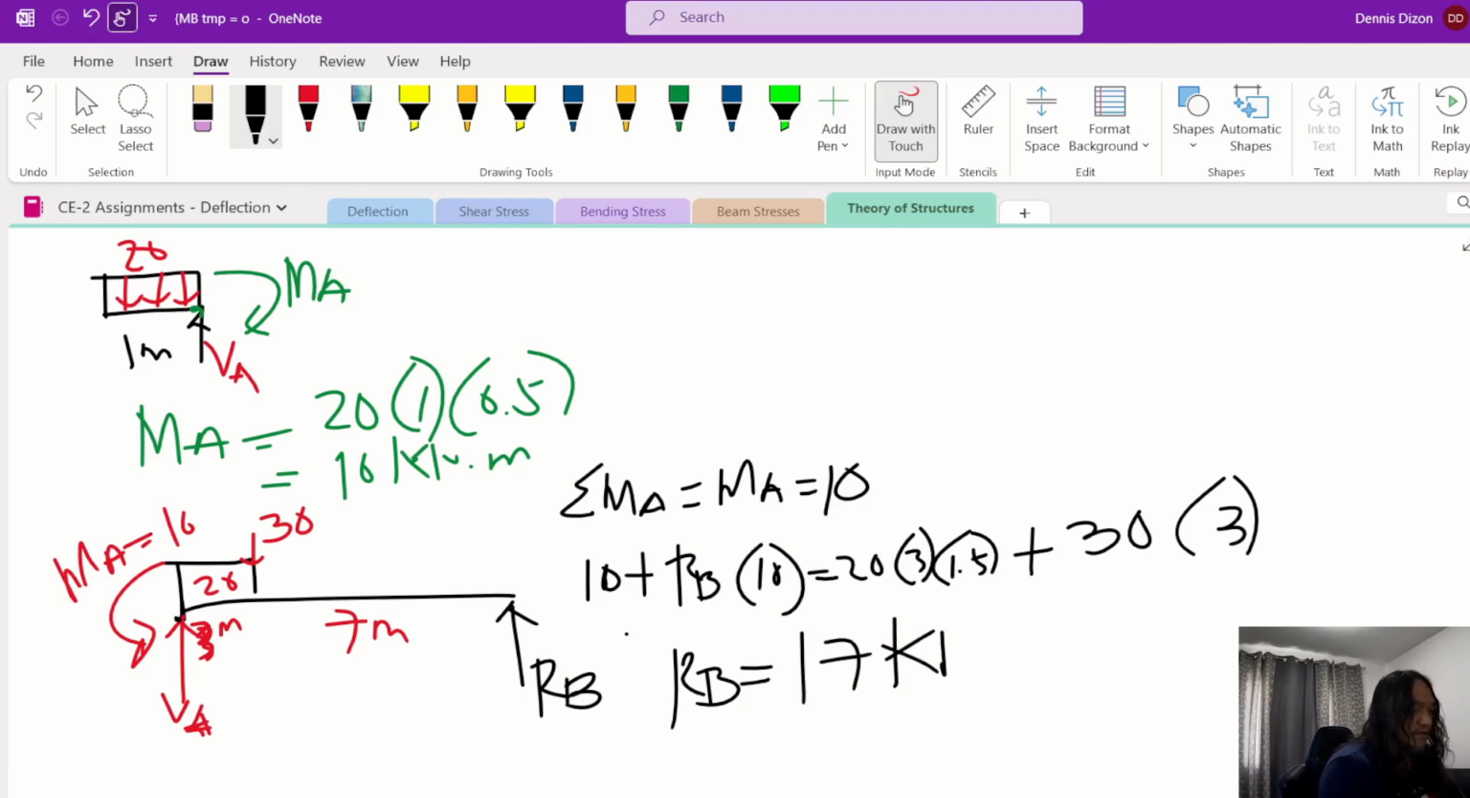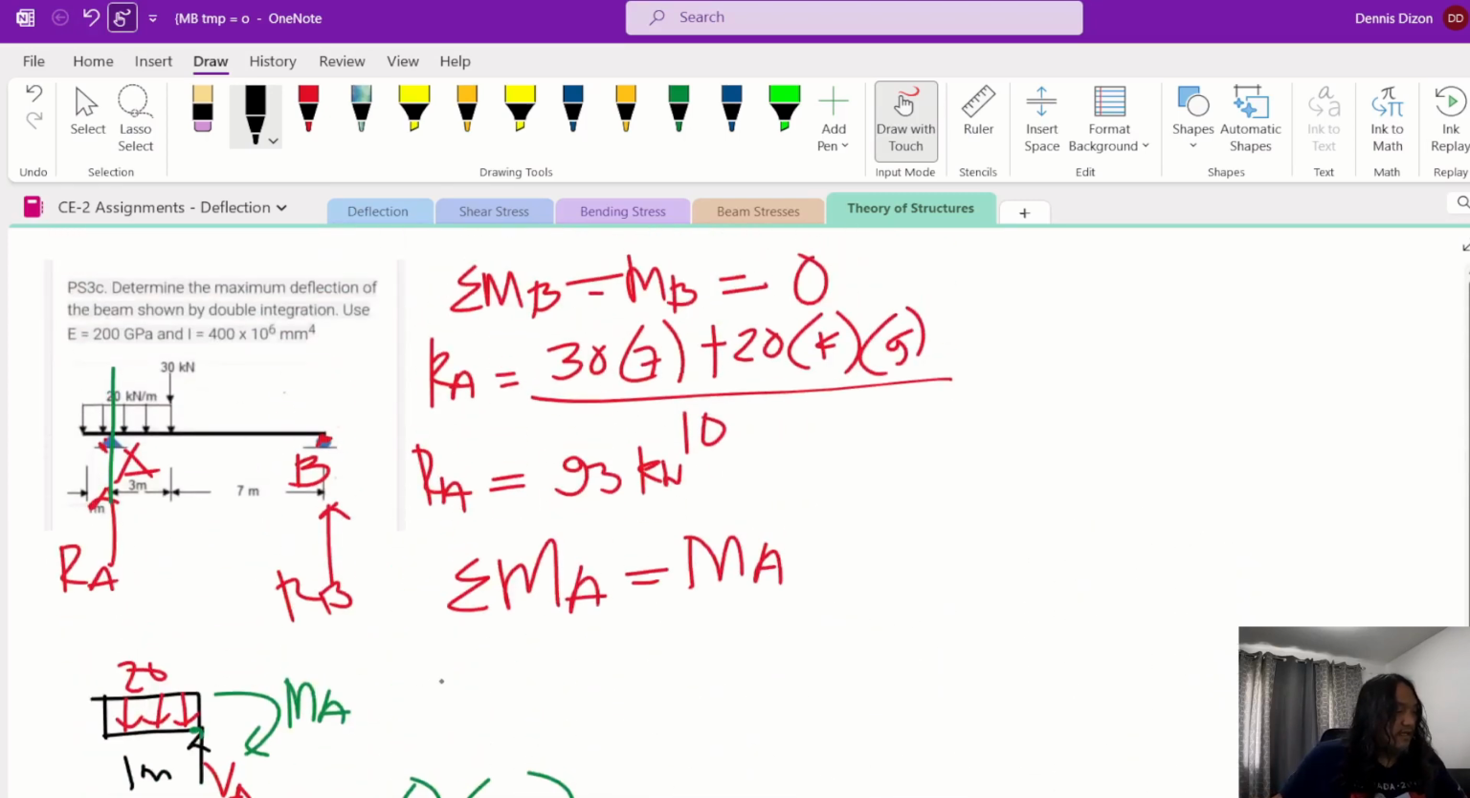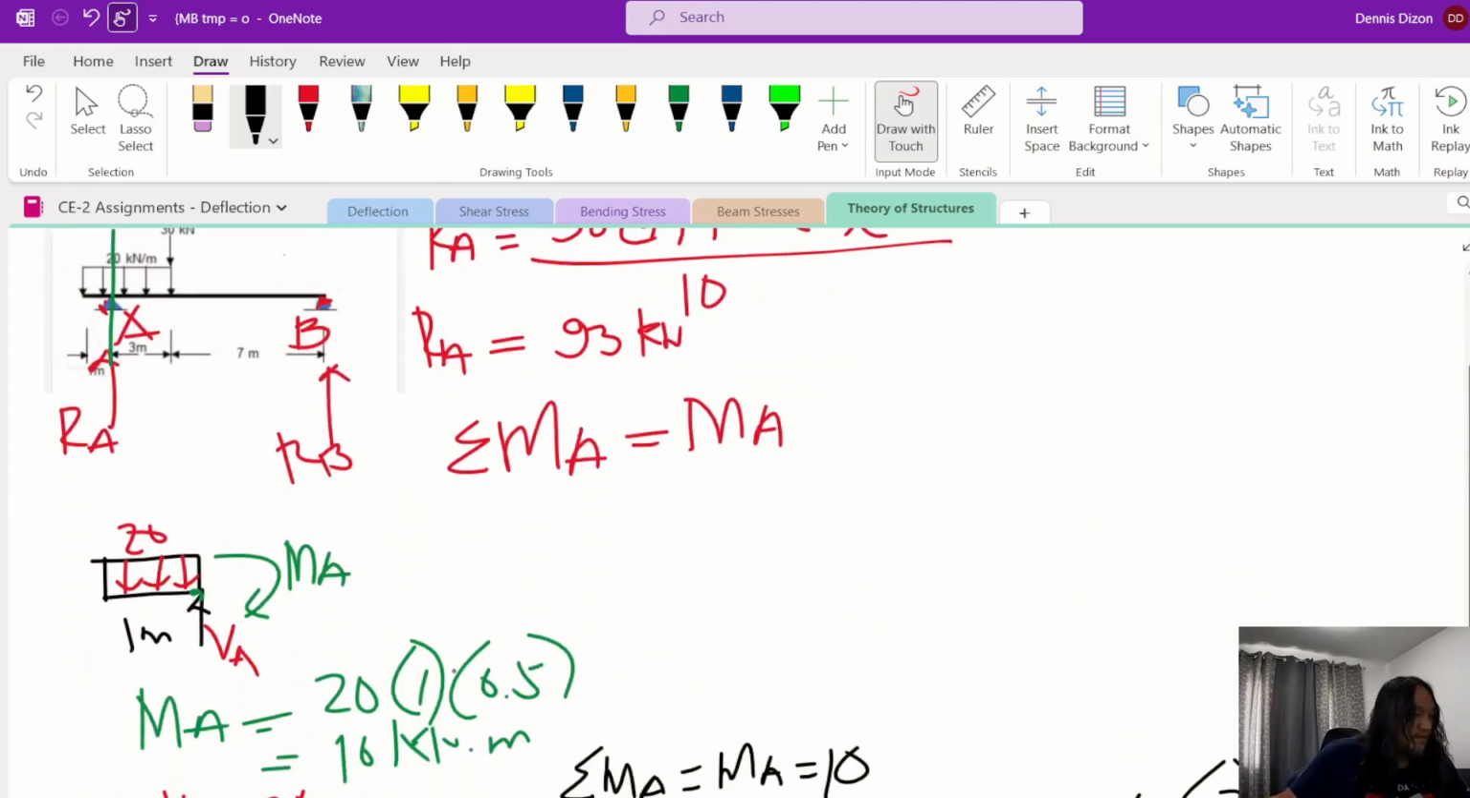So this is 17 kilonewton. So to check, RB is 17, RA is 93. So RA 93. So therefore, the total load is 93 plus 17, which is equal to 110.